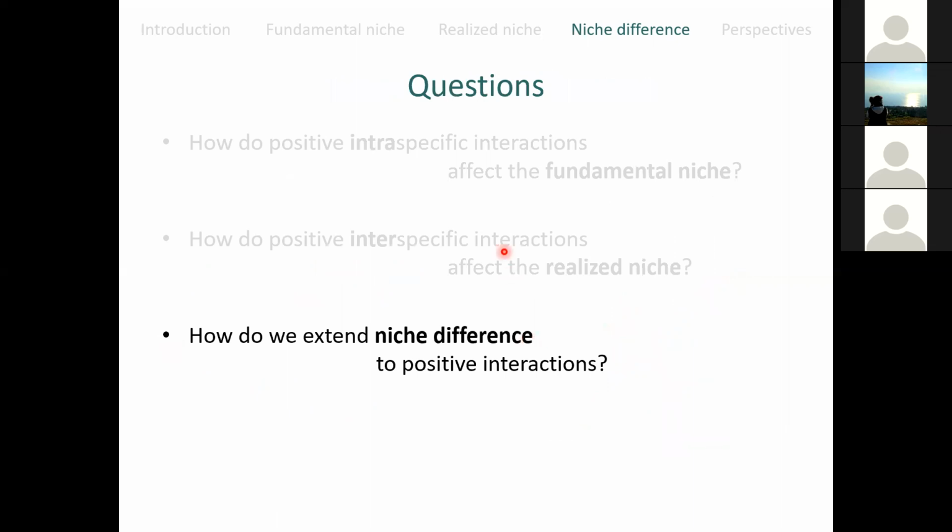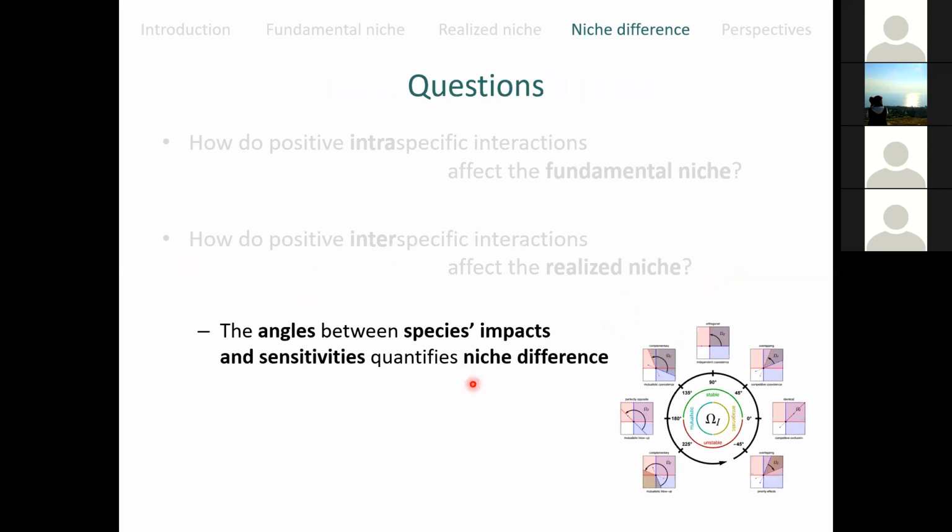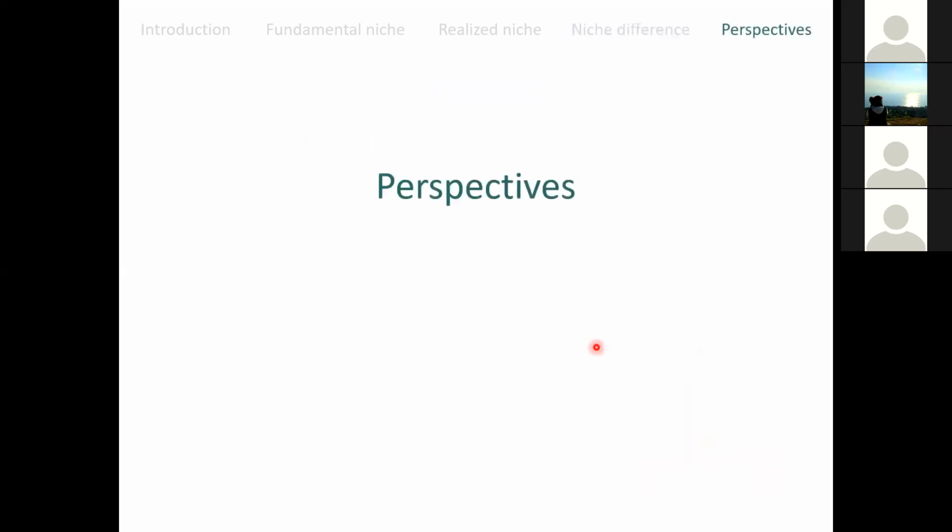Okay, so to conclude, to measure niche difference, I'm suggesting we could simply use species impacts and sensitivities. And this is convenient because it works both ways. You can go into the mutualism region and your metric is still meaningful.